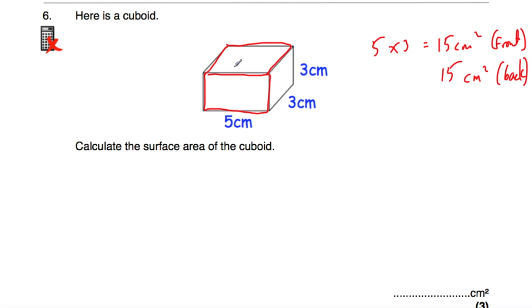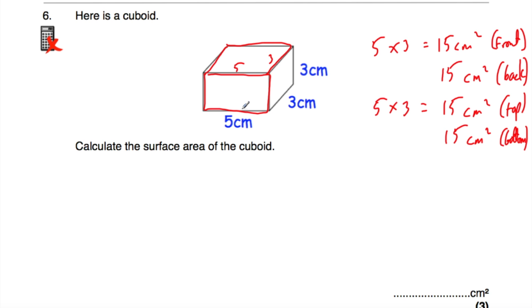So here we've got 5 there, and that would be 3. And 5 times 3 is equal to 15 again. So that means the area of the top of the cuboid is 15 centimeters squared. So the top has got an area of 15 centimeters squared. And the bottom would have the same area as well. So that would be 15 centimeters squared as well for the bottom. So we've got the area of the front, the back, the top and the bottom of the cuboid. Now let's get the right hand side and the left hand side.